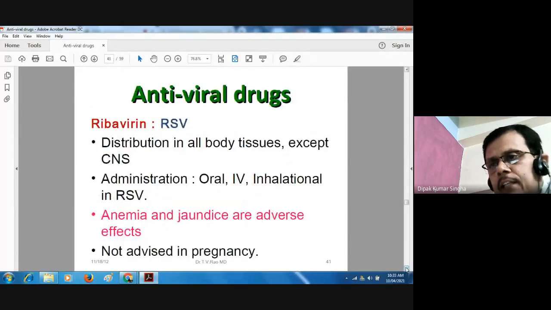Ribavirin is distributed to all body tissues except the CNS, that means there is no penetration of the BBB, and it is administered orally, IV, and by inhalation in RSV. Anemia and jaundice are the adverse effects, and it is not advised in pregnancy.